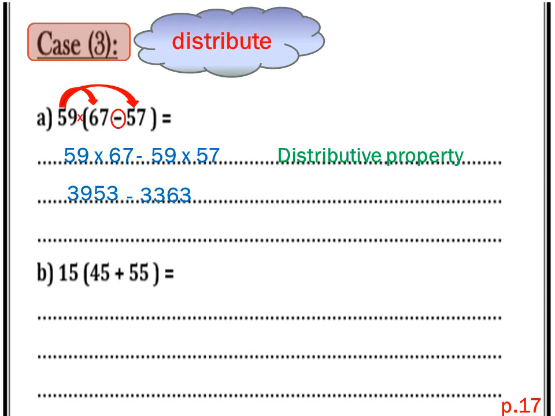3953 minus 3363. So the answer will be 590, which belongs to N, closure. So how can we solve case 3?